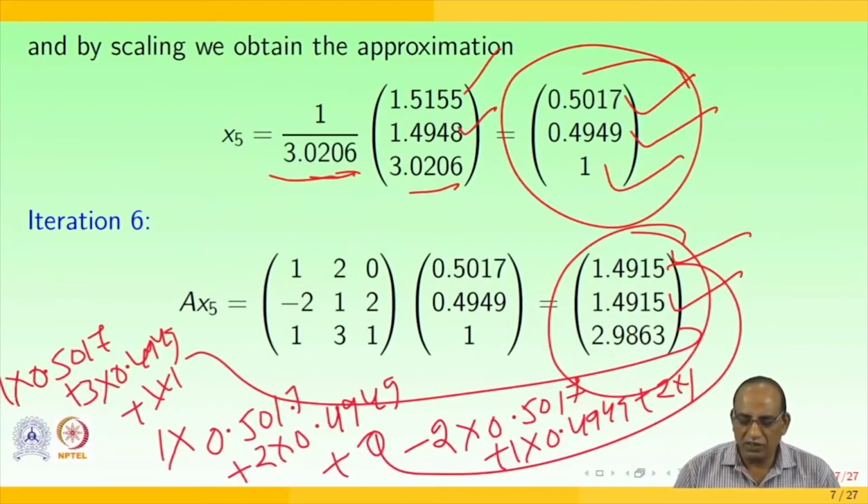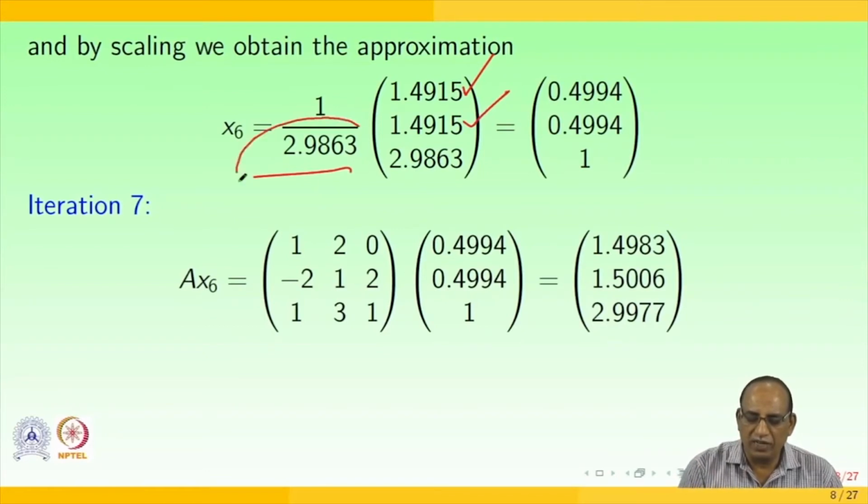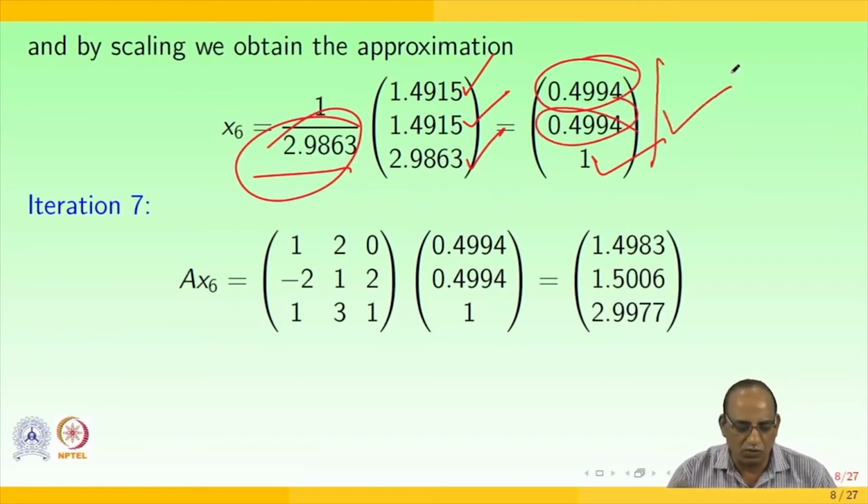And out of this, the bigger value is 2.9863. So 1.4915 divided by 2.9863, 1.4915 divided by 2.9863, and 2.9863 upon 2.9863 gives 1. So the first element is 0.4994, second one is 0.4994, third one is 1. So you get this approximation.